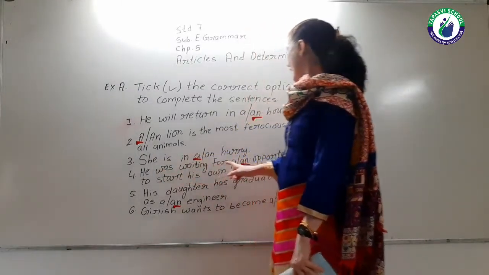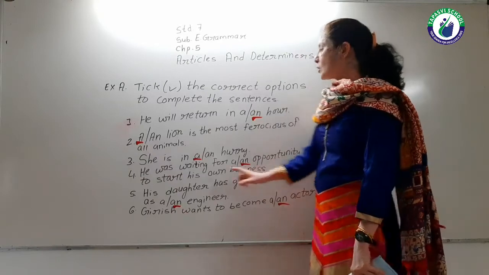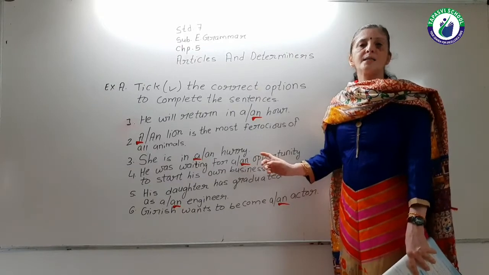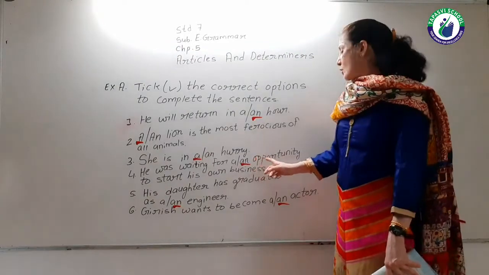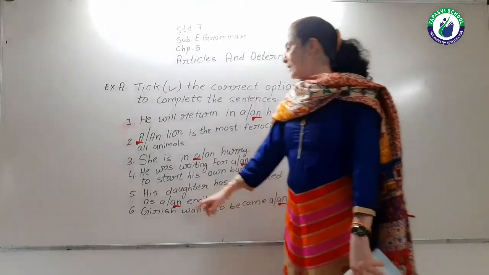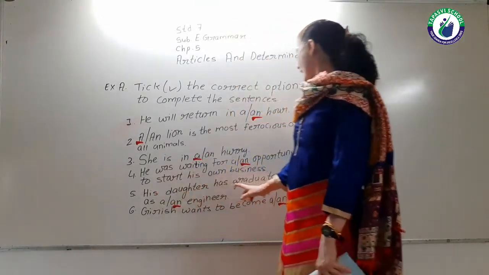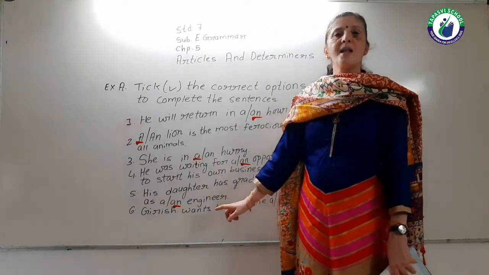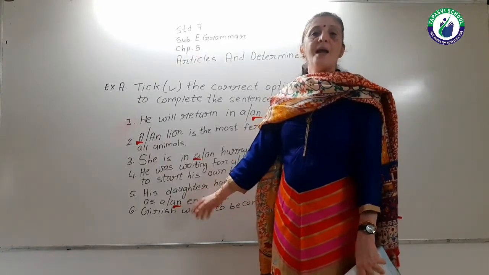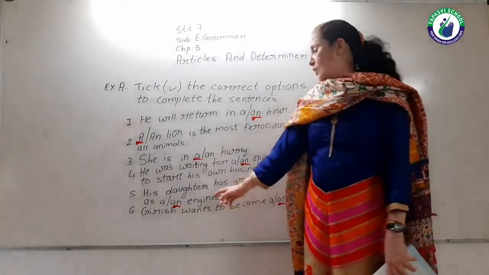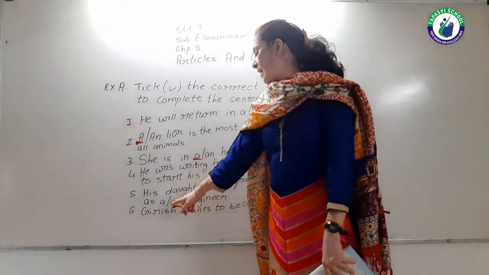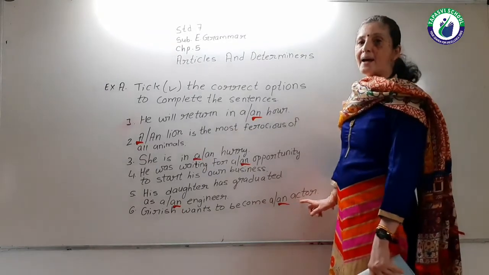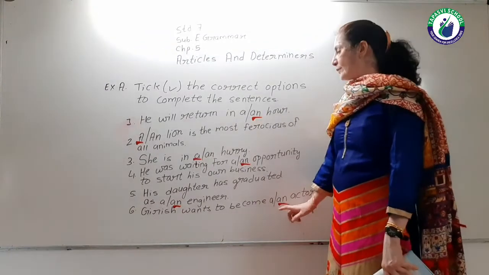Fourth one, he was waiting for an opportunity to start his own business. Opportunity, it's a vowel sound, right students? So we have to write "an". Fifth one, his daughter has graduated as an engineer. Engineer, E is a vowel and the sound is also a vowel, right? So we have to write "an". And the last, sixth one, Girish wants to become an actor. Actor, it's a vowel sound, so we have to write "an".